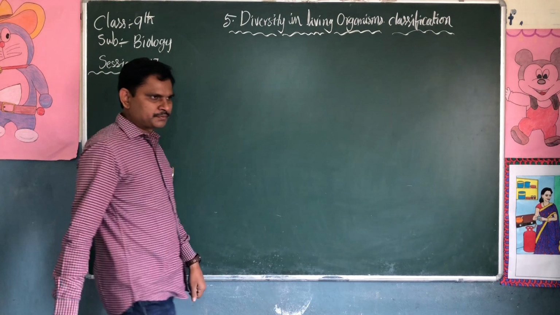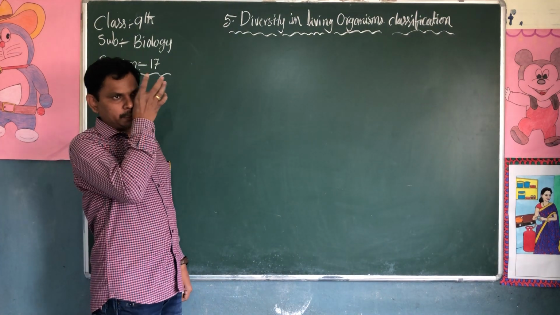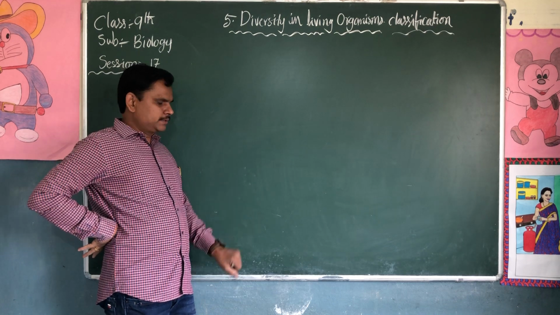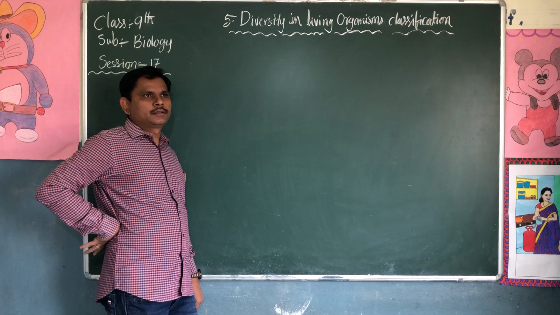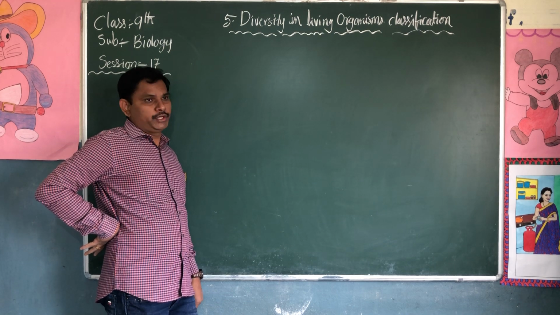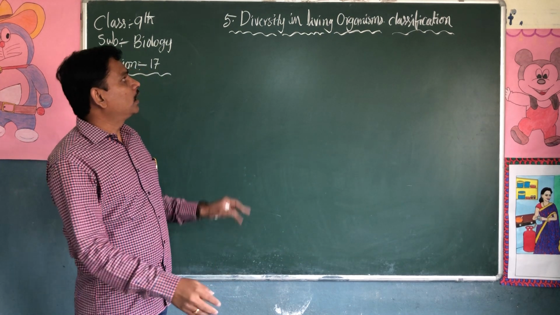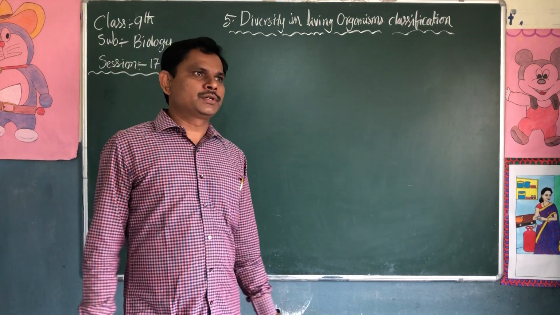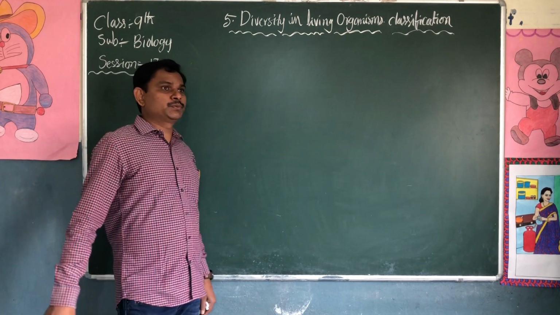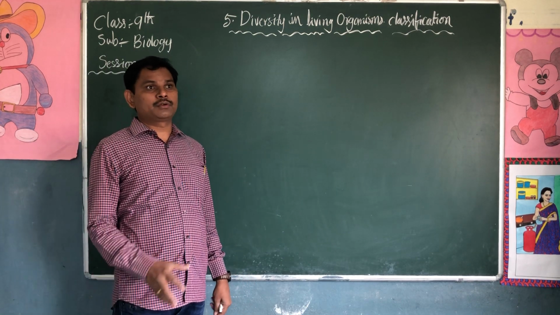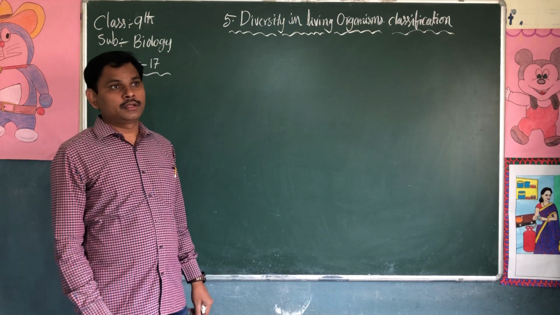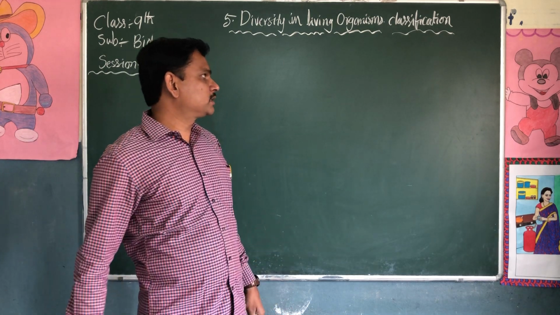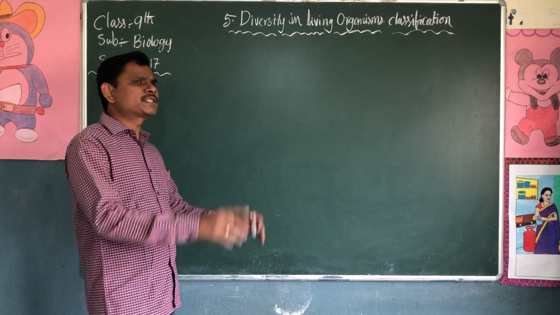Hi students, we completed 4th unit and in today's class we are going to start the new lesson, 5th unit, diversity in living organisms and the classification. We discussed plant tissue, animal tissues, the cell structure and functions and the cell organelles, and this lesson talks about diversity.